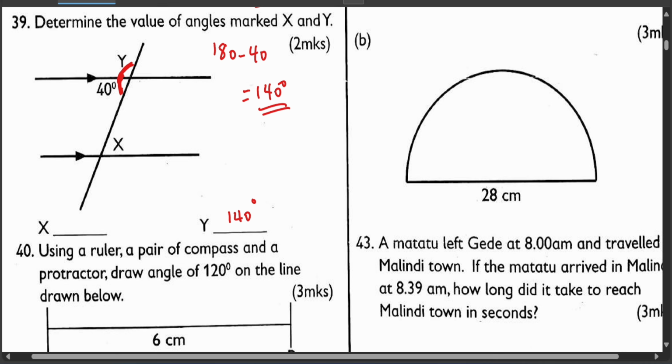And now we already said anything that makes a Z shape, and I'm seeing a Z shape here. So this angle is alternate to this angle. Okay, I'm repeating again so that you don't get confused.